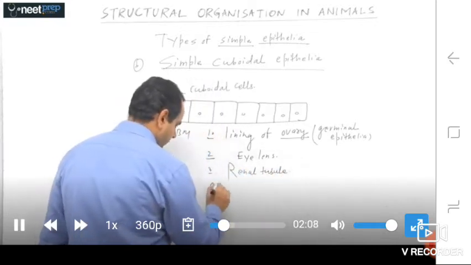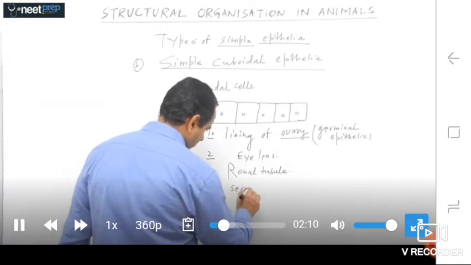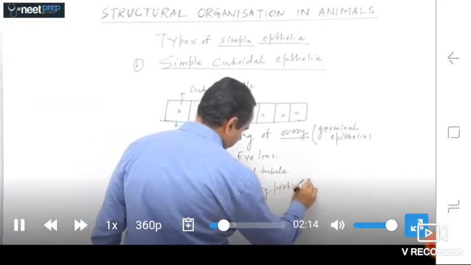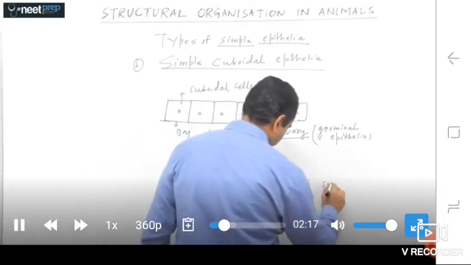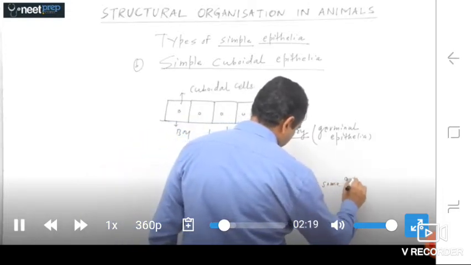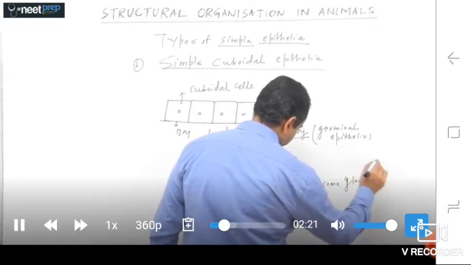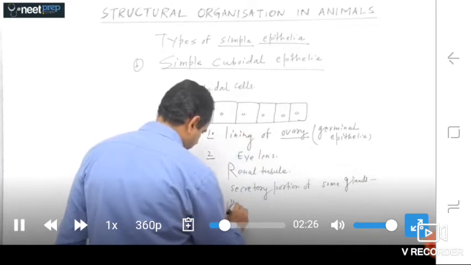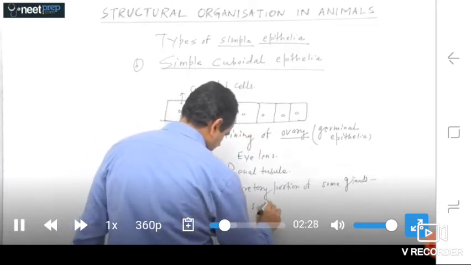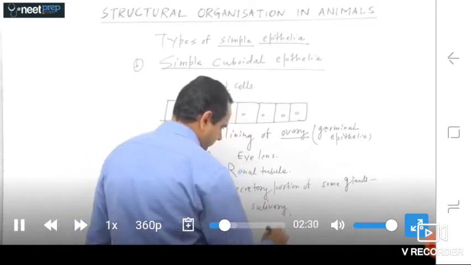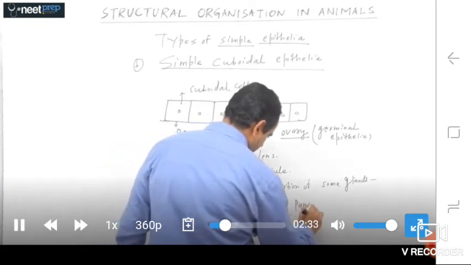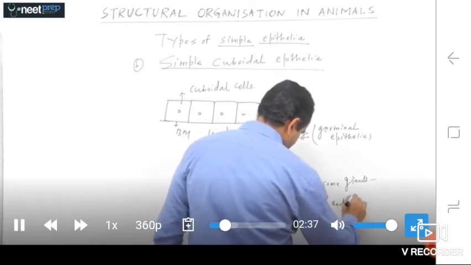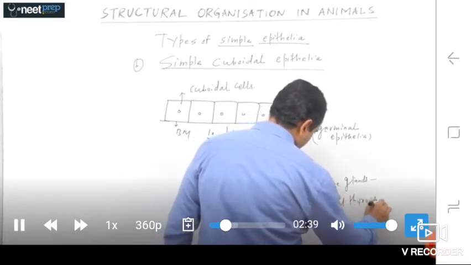And fourth, the secretory portion of some glands like salivary glands, pancreas, and thyroid follicle.